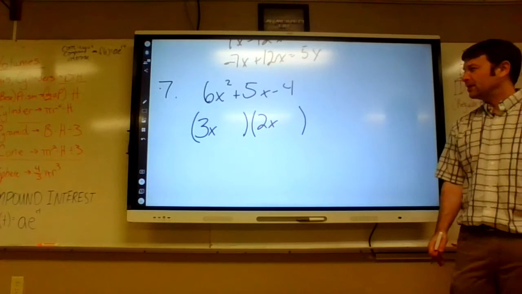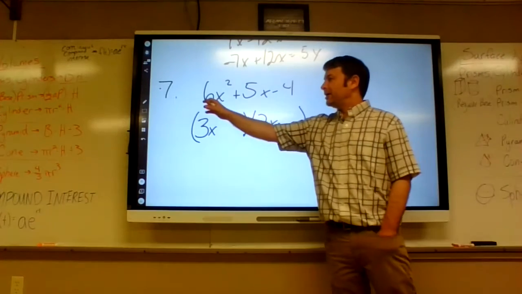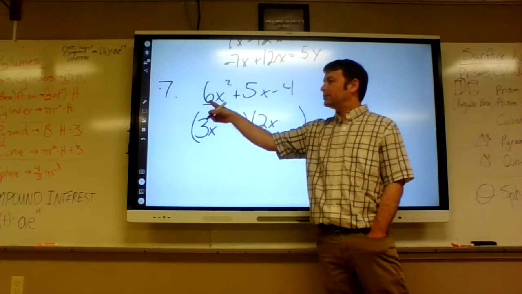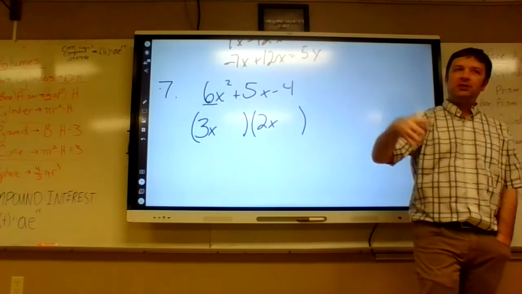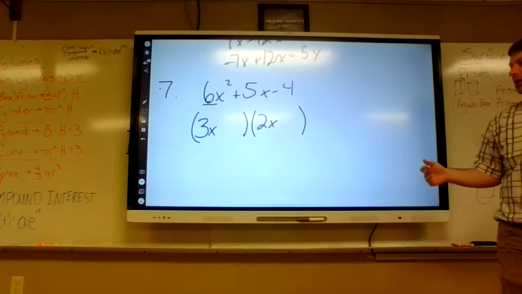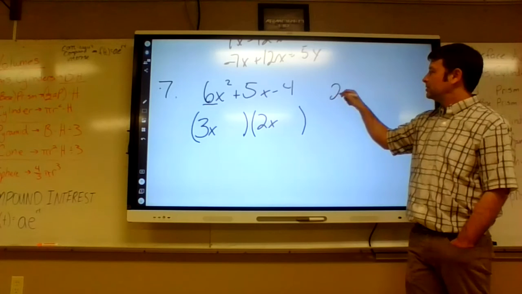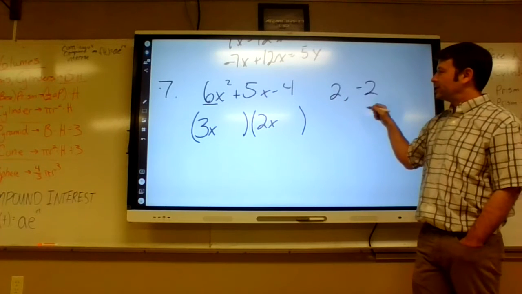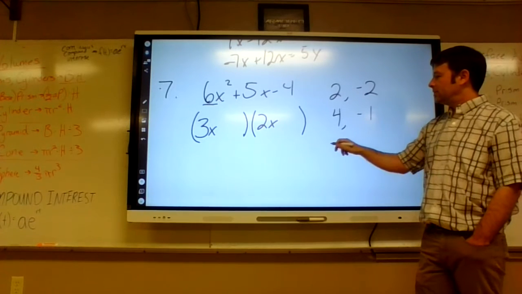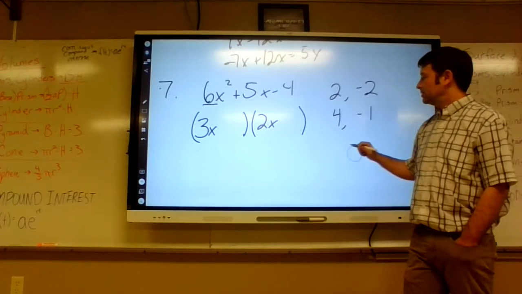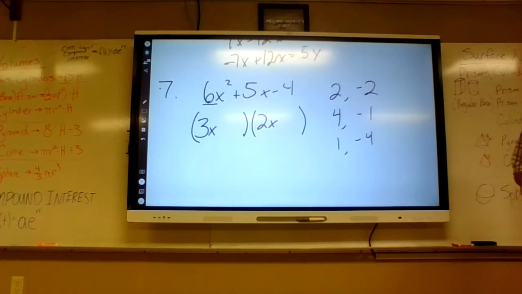So the first numbers can be different? Yeah, this is the first problem where our first number was not prime. So we got more than one option. Instead of 1 and 6, it could be 3 and 2. Okay, what are the factors of negative 4? 2 and negative 2, what else? 4, negative 1, negative 4. Well, I'm not going to write all those. Could be 1 in front.